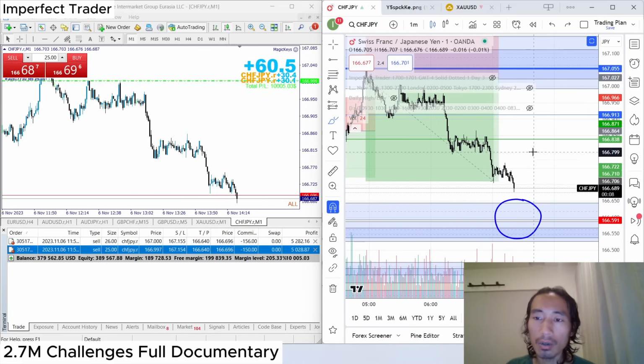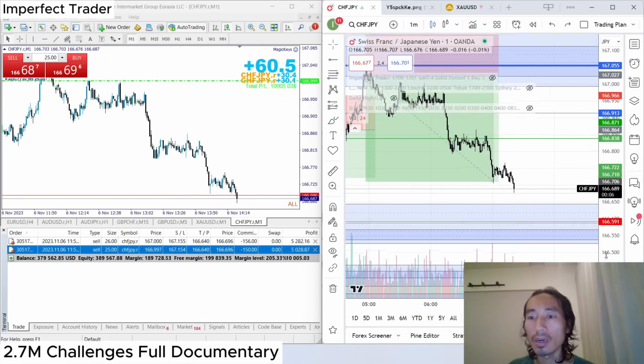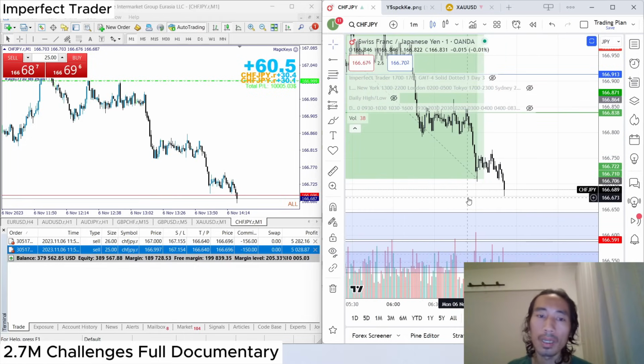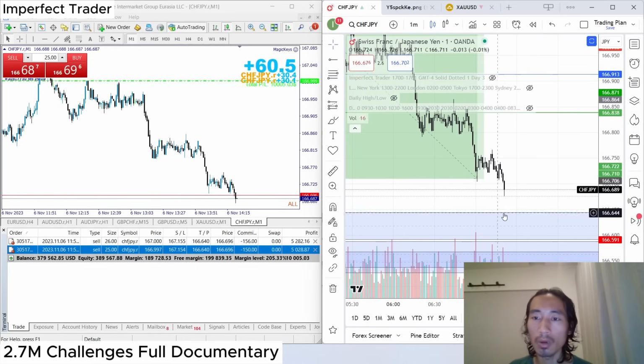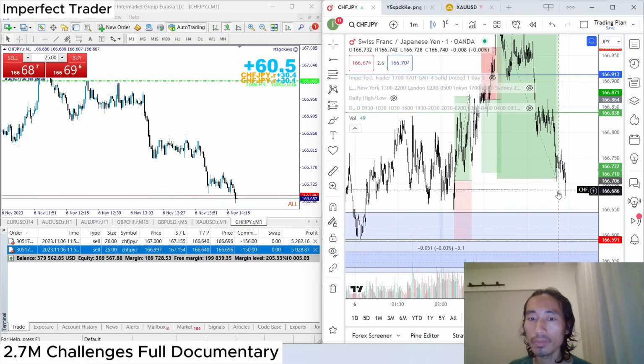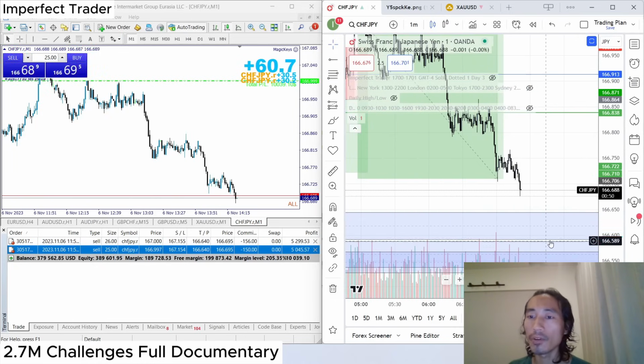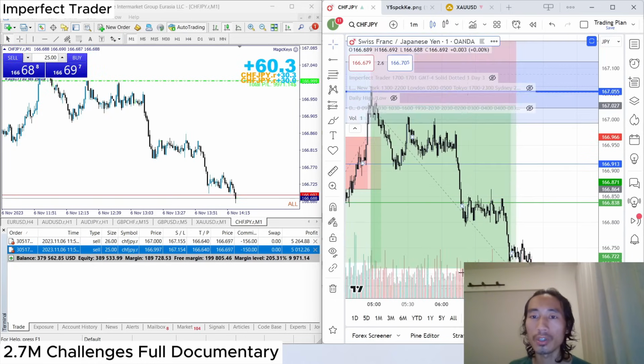If I see a rejection, if I see a red candle after a bullish candle, a green candle, then probably I'm going to close the trade at this region. So it's quite a difficult holding from here to here.